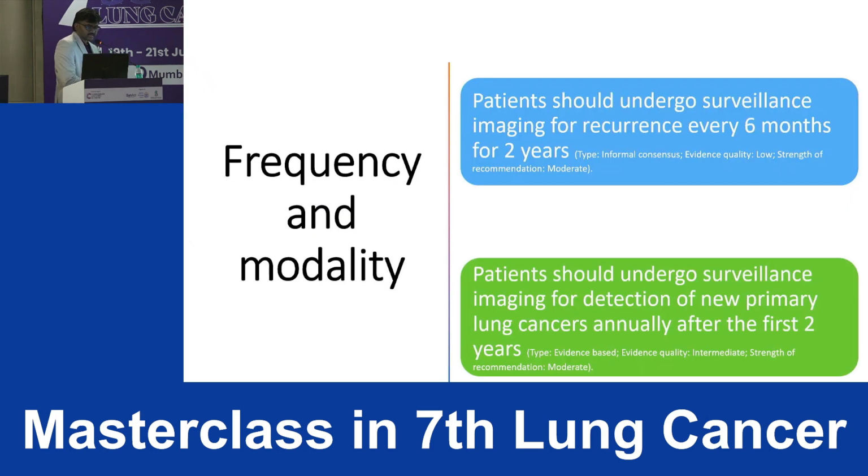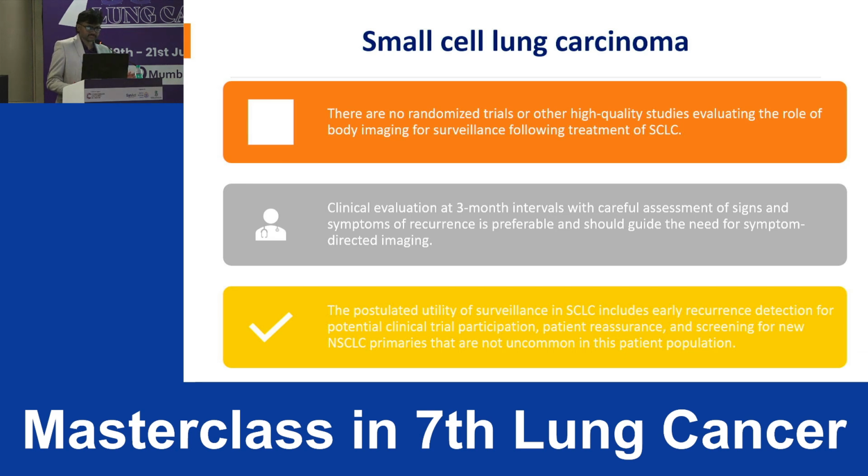So what is the frequency and modality? The patient should usually undergo surveillance imaging for recurrence every 6 months for 2 years. For new primary detection, the patient should undergo surveillance imaging for detection of new primary lung cancers annually after the first 2 years. So the first 2 years it will be more of the recurrence, and later it will be more of the second primaries. That's about the non-small cell.